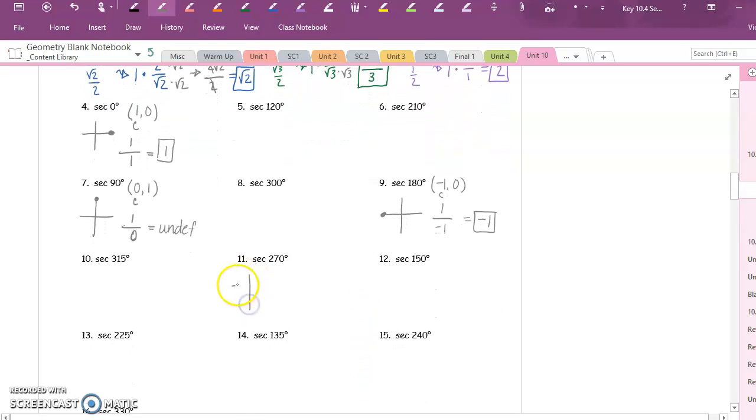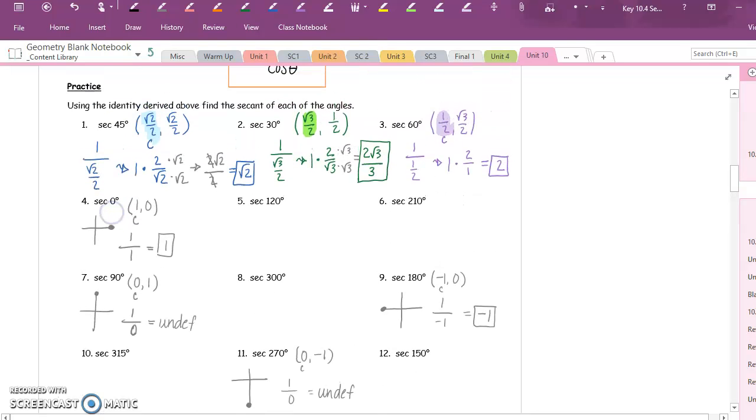270 degrees. Let's take a look. On the axes, we have 0, comma, negative 1. So we're going to put 1 over cosine. And again, it's always 1 over cosine. And we get undefined. I believe that's it for the axes.